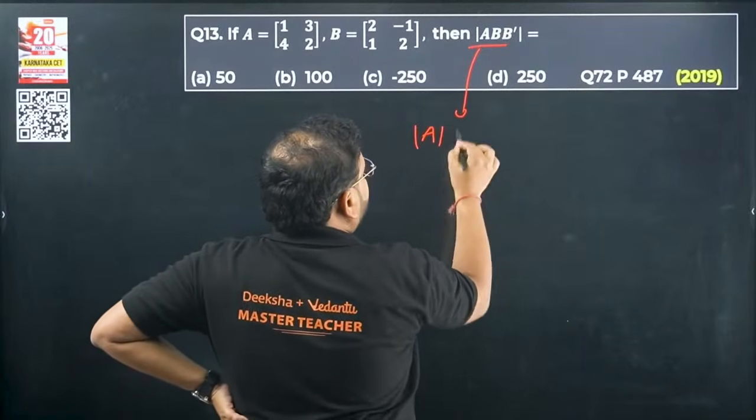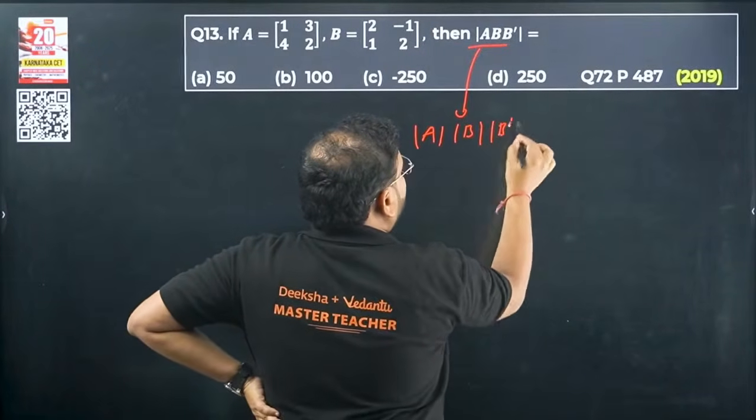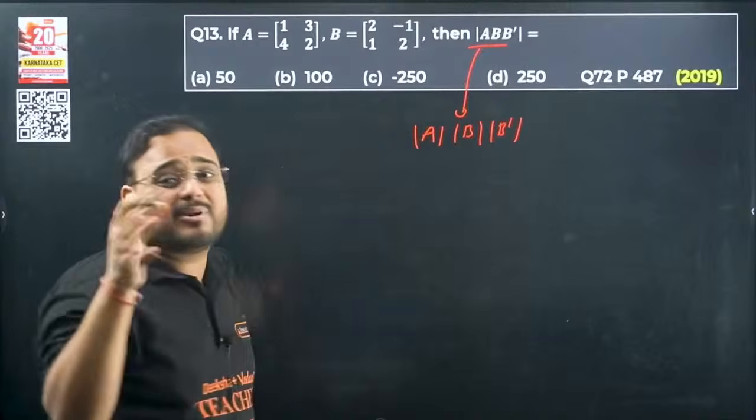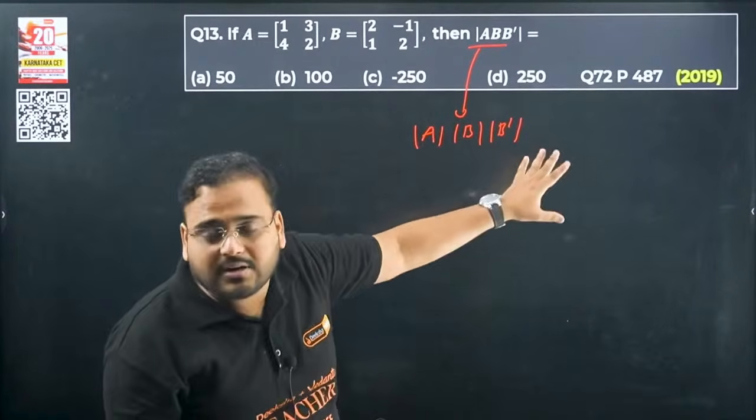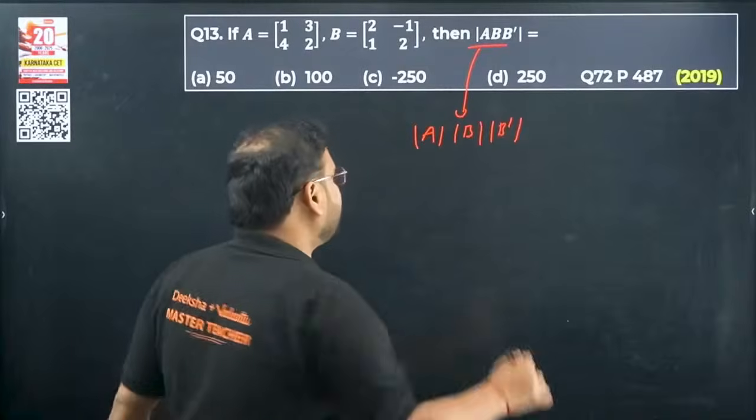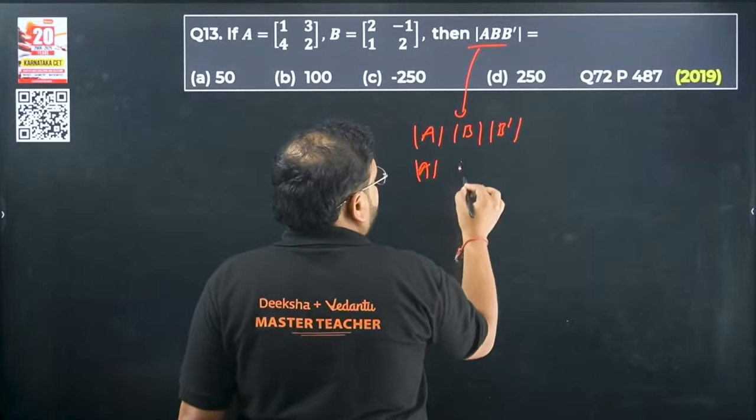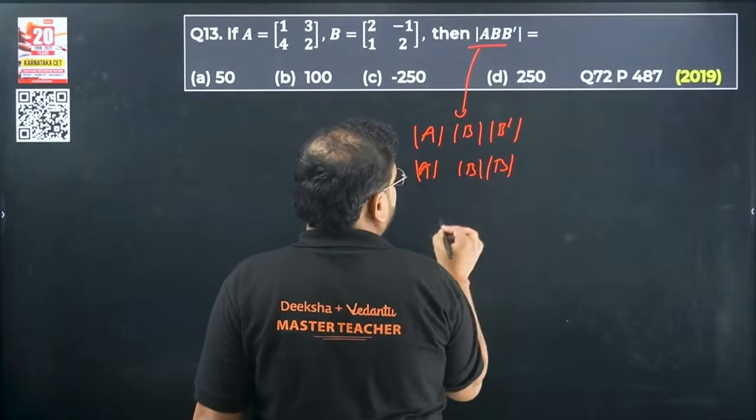Determinant of A, determinant of B, determinant of B dash. We know that in transpose determinant doesn't affect anything. Okay, so basically I said ulta. Determinant is not affected by the transpose. So this will be what, sir? This only.